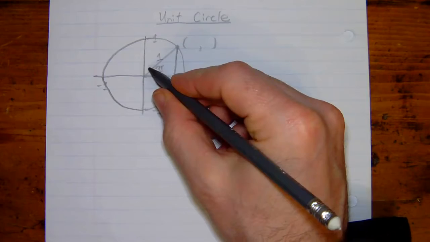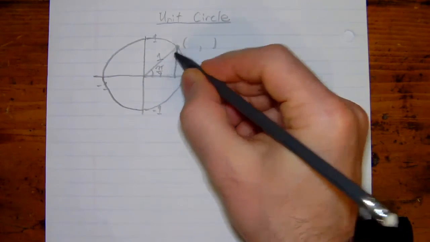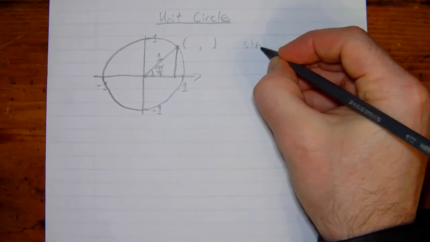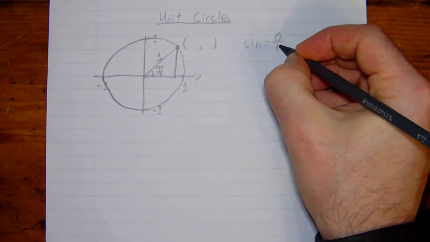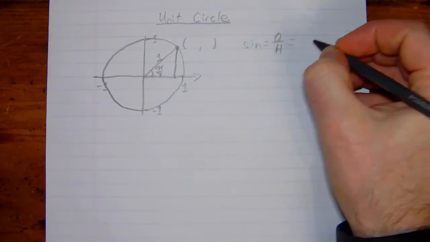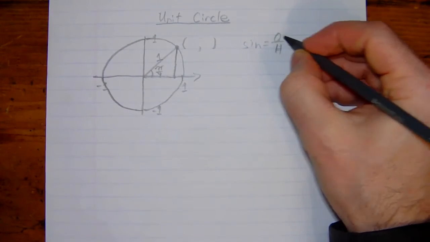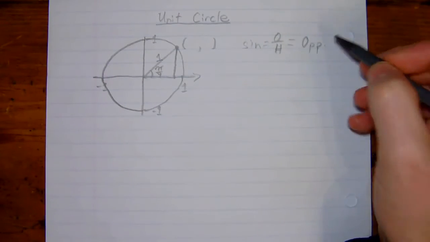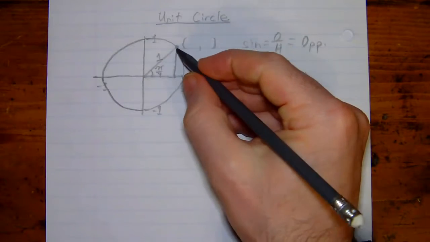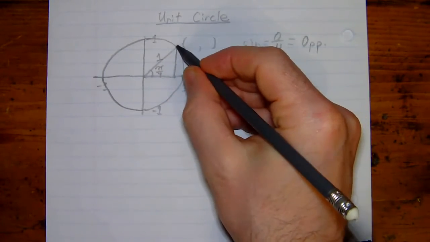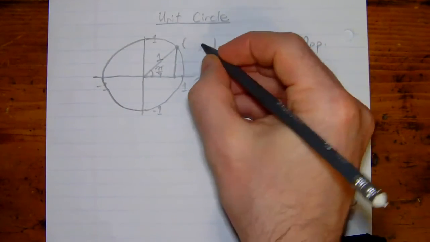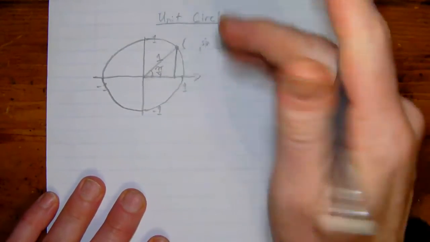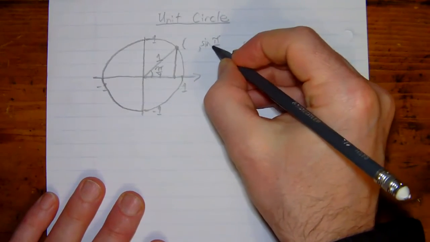Since sine of this angle is opposite over hypotenuse, and the hypotenuse is 1, then the sine value is going to end up just being opposite. And that's because hypotenuse is 1, opposite divided by 1 is just opposite. And the opposite is the length of this side, which, as we said, is just the y value. So this is going to be sine of pi by 4.